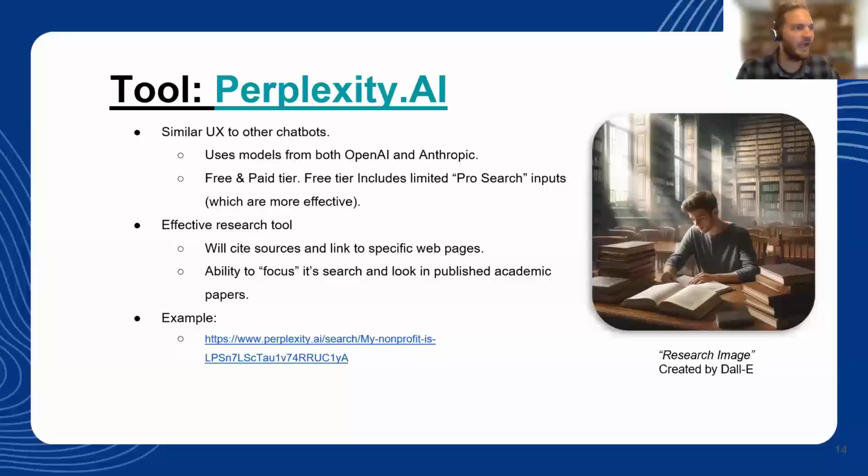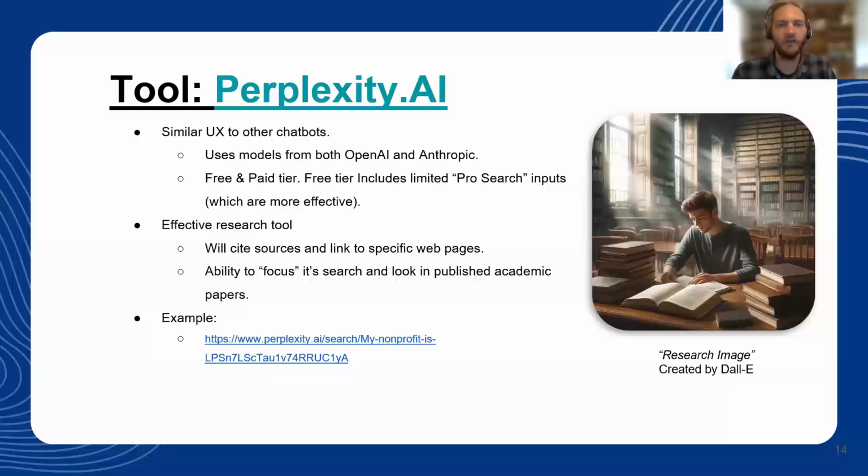Excellent. So I'm going to hop back over here and let me share the PowerPoint again. We're going to talk about one last tool here today, which is called perplexity.ai. This tool can be really interesting because it has a similar UX to other chatbots. When you open it up, it's going to look a lot like Gemini or ChatGPT. It's using some of the models from both OpenAI, which is ChatGPT, and Anthropic, which is Claude.ai. It has a free to paid tier. The free tier includes some limited pro searches, which I found to be a little bit more effective.